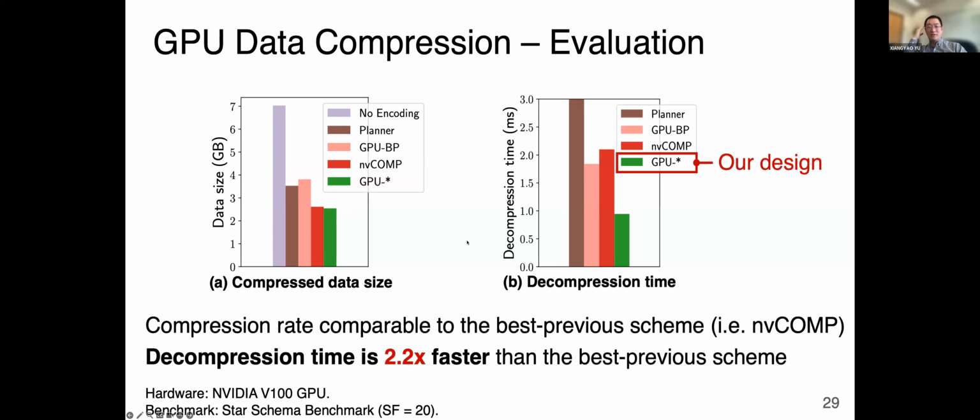And in terms of decompression speed, we can be much faster than all the baselines, right? Well, that's because of the tile-based decompression. We can substantially reduce the traffic to global memory. Overall, the proposed design can be 2.2 times faster than NVComp, which is the best previous scheme.